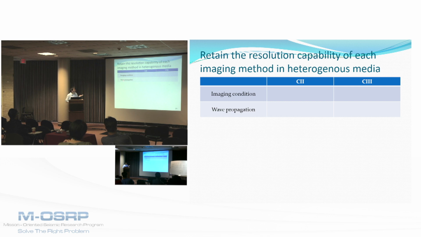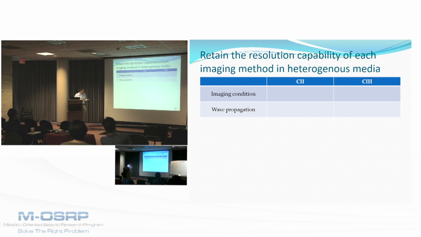Now let's look at the wave propagation component, which is the second integral in the wave equation migration. The purpose is that, as Professor Weglein mentioned, in the real world we have a heterogeneous overburden. So it's not only about the image condition itself, it's also about the wave propagation. How we arrange the wave propagation component should retain the resolution capability of each image condition in a heterogeneous medium, not introduce a high frequency approximation or diminish the image condition's resolution capability.